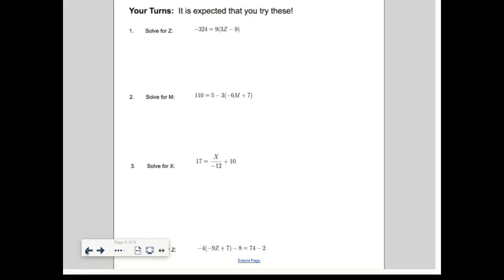Now I want you to try these on your own. It's expected that you come in to class with these at least tried. If nothing, the first couple steps if you can't get it all the way. We'd like to see them all the way, but if you can't do them, then I want to see as much as possible.